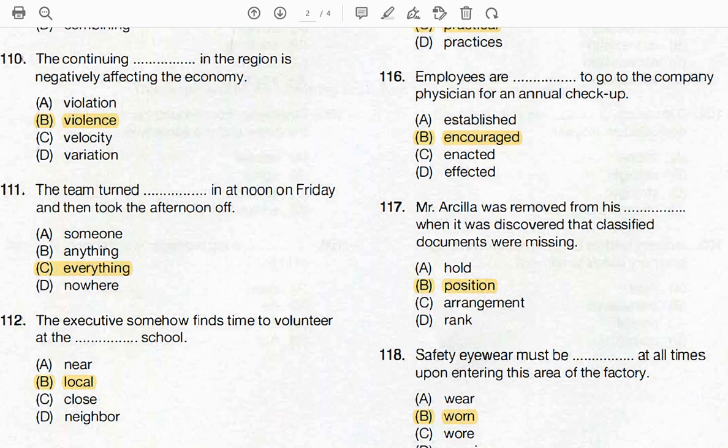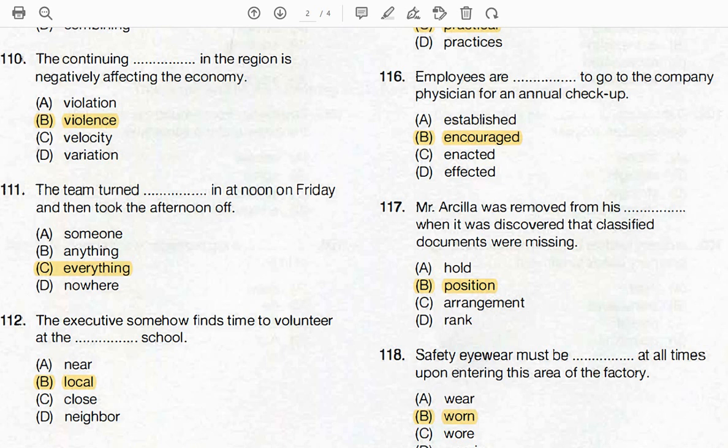The next, the team turned everything in at noon on Friday and then took the afternoon off. So here it is. Everything is the object of the sentence and is the only word that makes the sentence meaningful. A option, someone, relates to a person. B option, anything, is used in questions and negative sentences, as you know. D option, nowhere, cannot be turned in.